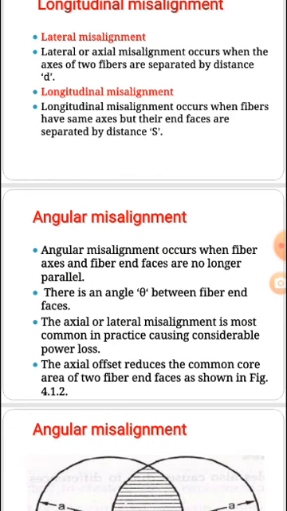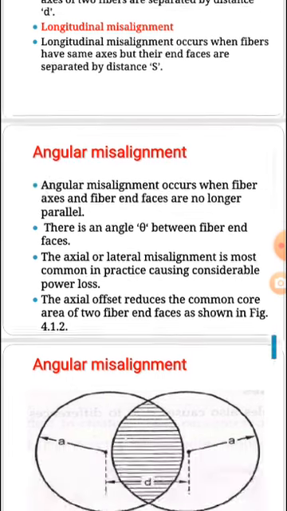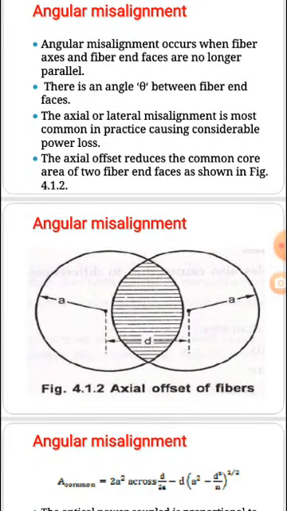The axial offset reduces the common core area of the two fiber end faces, which is shown in the diagram. You can see another diagram I'm showing, and here there is too much difference. We can understand this one very clearly. There are two circles here. There is an axial offset of fibers, and A is the radius of the fiber, and the two fibers are the emitting area and the receiving area. Receiving fiber and emitting fiber both should be aligned properly, but it is not aligned.